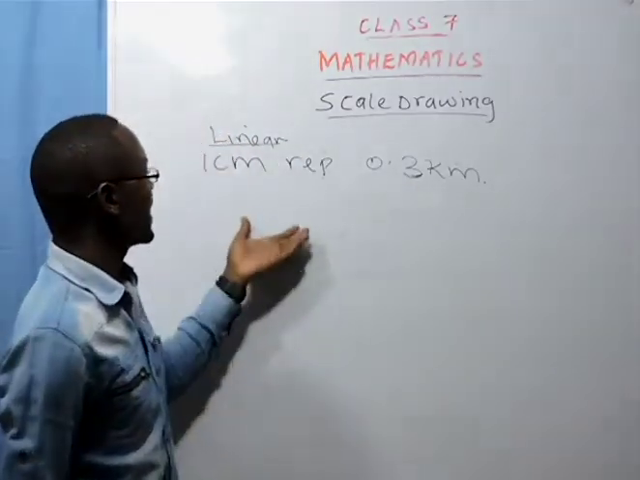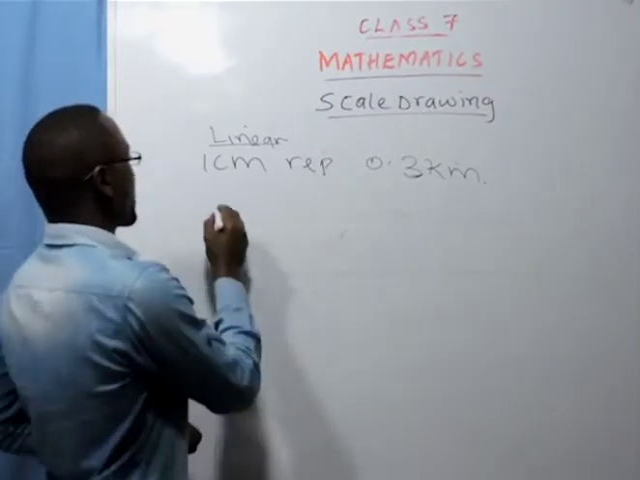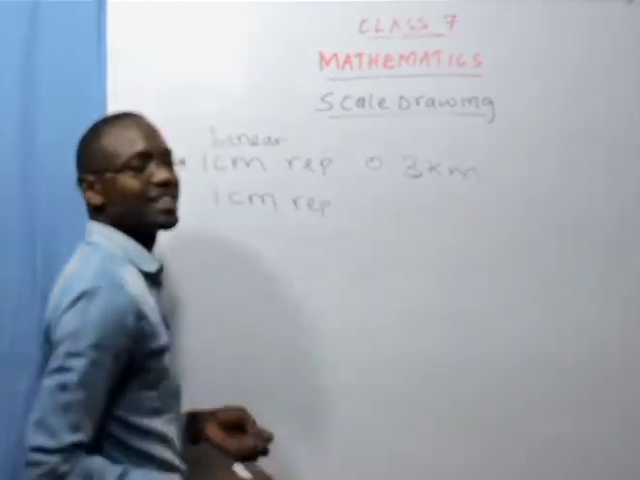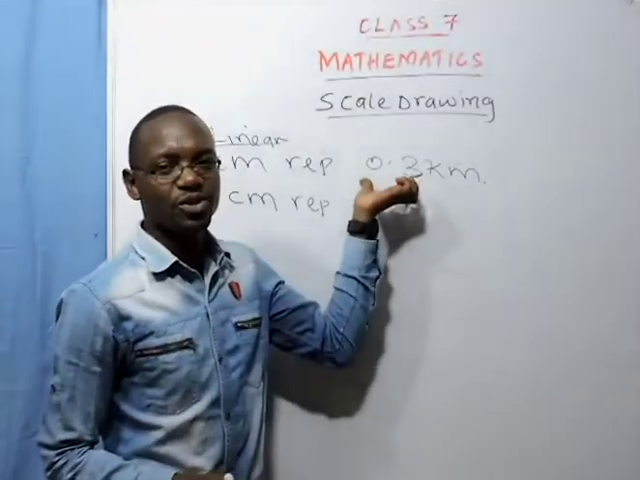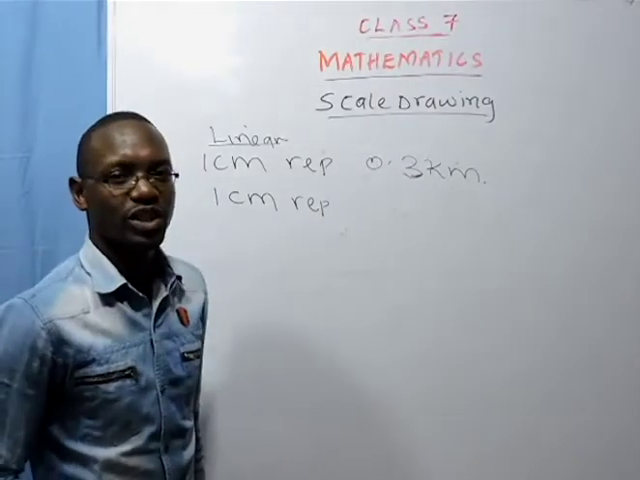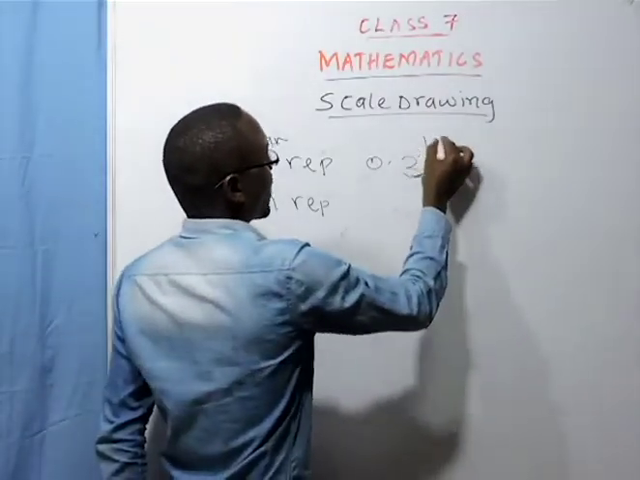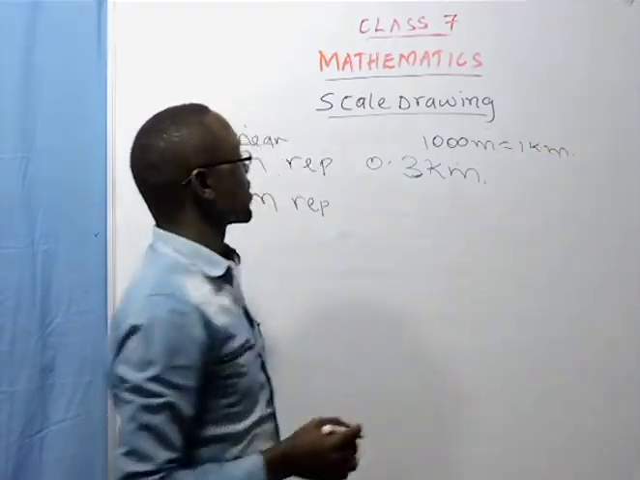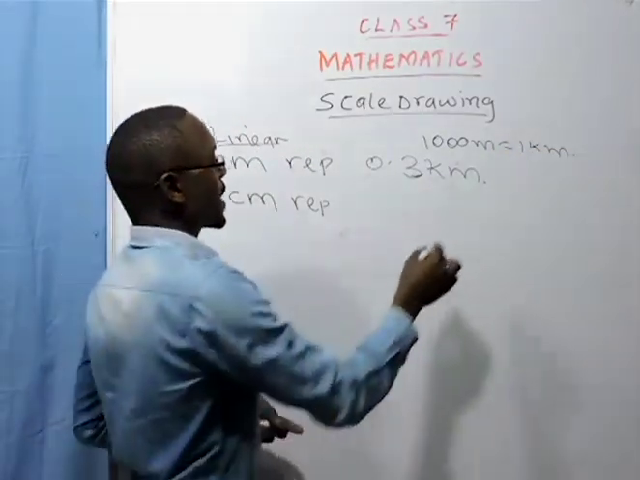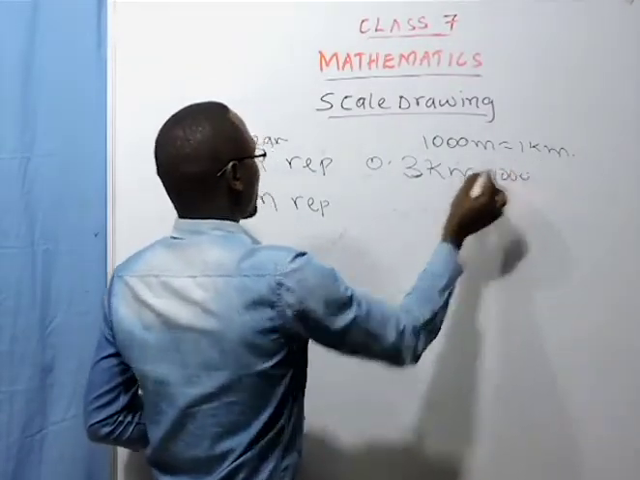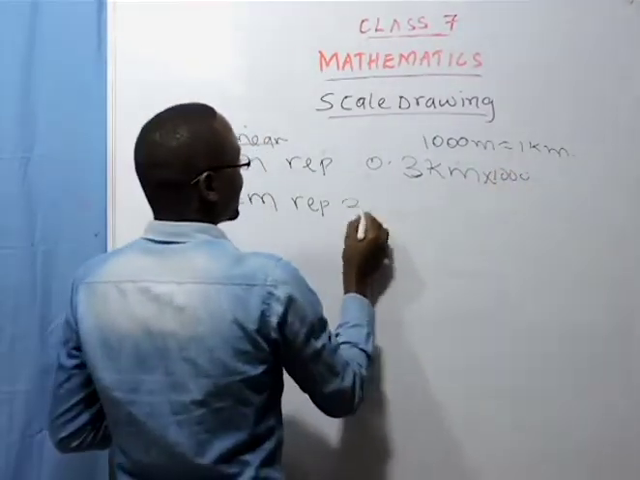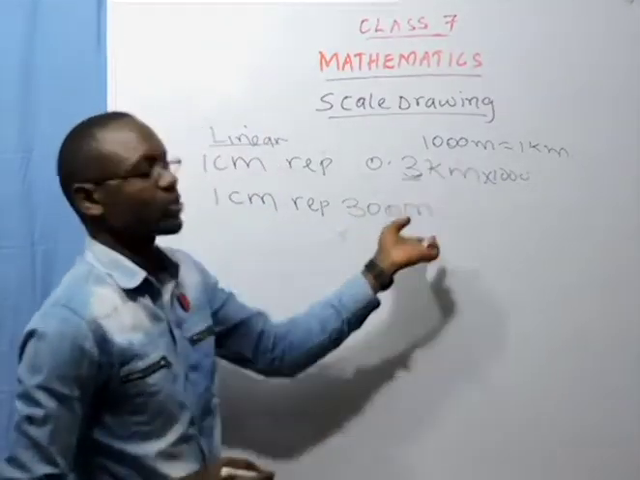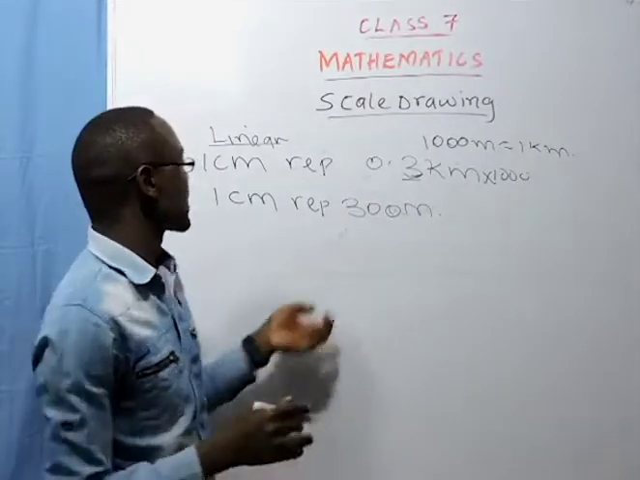We can write this scale in ratio form, whereby we can say 1 centimeter represents how many meters? Convert this one to meters before we go to centimeters. The relationship between kilometers and meters: we say that 1000 meters is equal to 1 kilometer. So to convert this one to meters, we multiply by 1000. So we can say 1 centimeter represents 300 meters. We've gone from kilometers to meters. We can further go to centimeters.